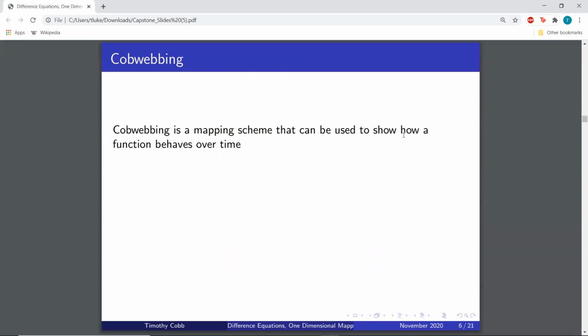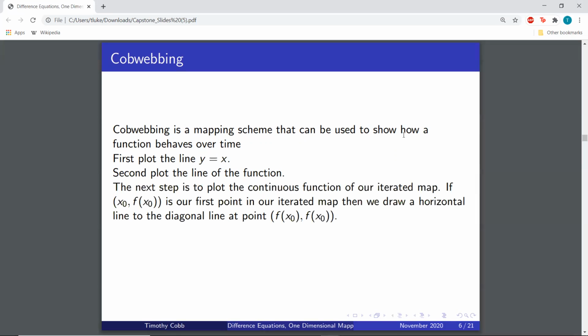We're next going to be looking into cobwebbing. Cobwebbing is a mapping scheme that can be used to show how a function behaves over time. To perform cobwebbing, we first plot the line y equals x, and then we plot the line of our function. So in the earlier example, we would then plot the function cosine. It's important to note that often with cobwebbing, we only do it on the interval from 0 to 1. And so we wouldn't be looking at cosine in its entirety all the way to infinity. We would just be looking at it on the interval 0 to 1.